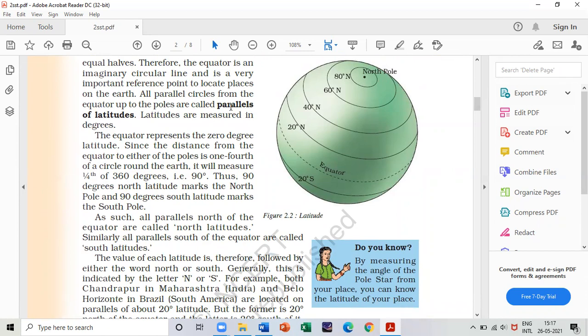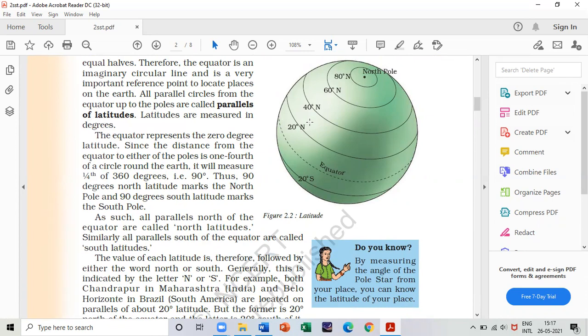And what are the parallels of latitudes? The parallel circles from the equator up to the poles are called the parallels of latitudes. So it also comes for MCQs, and for very short answer type questions, that what do you mean by the parallels of latitudes? And here the equator represents what is the latitude of the equator. So please underline this special line: the equator represents the 0 degree latitude.